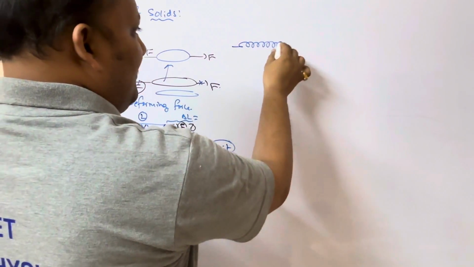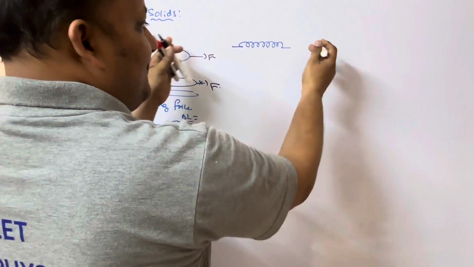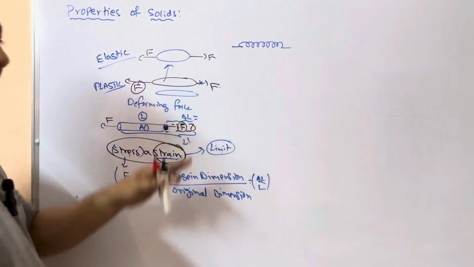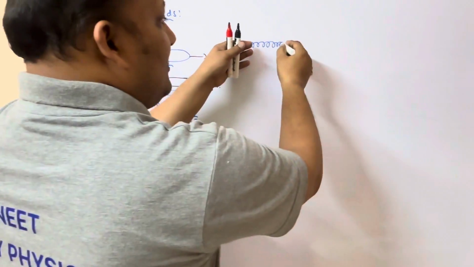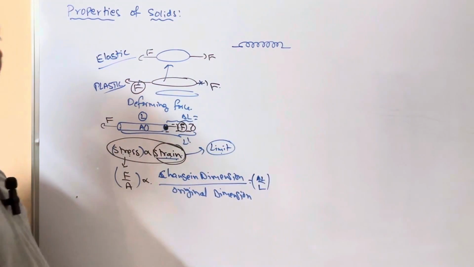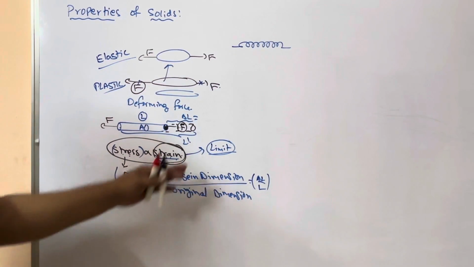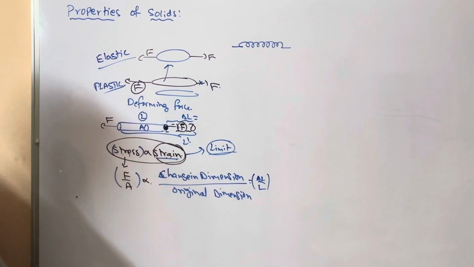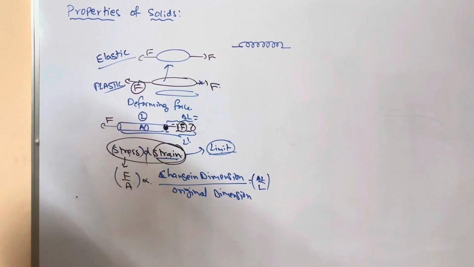We know the spring very well. If you elongate a spring, it will elongate. If you leave that force, it is going to regain its original size and shape. But if you apply force suddenly like this, then it will not regain its original size and shape. So you have crossed that limit, isn't it? We should not cross the proportionality limit. If it crosses, then stress is not directly proportional to strain.